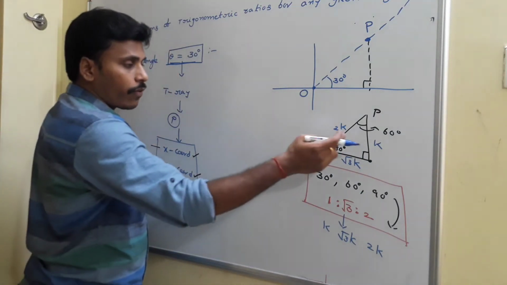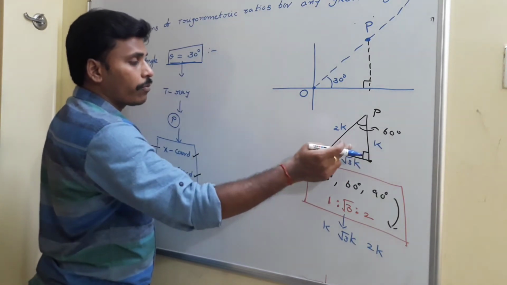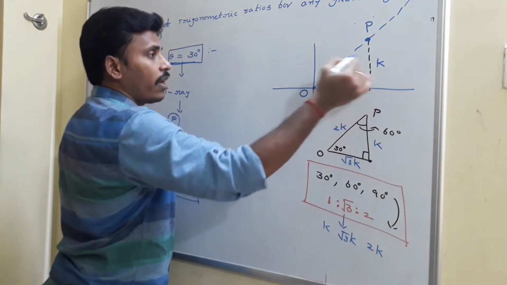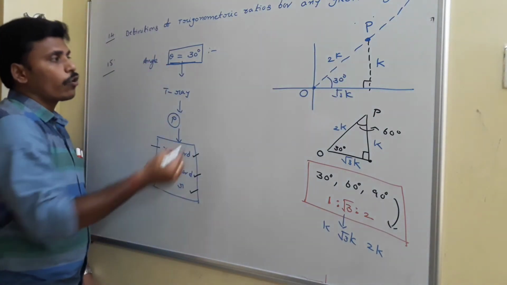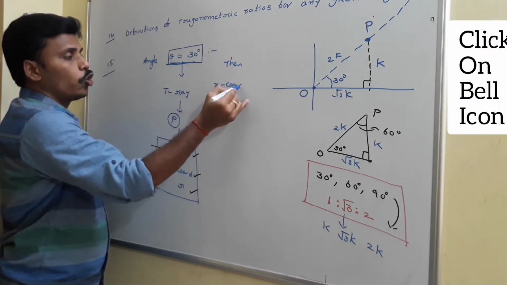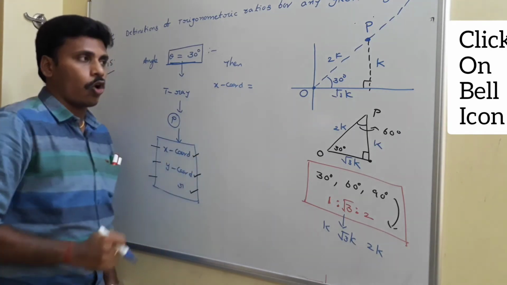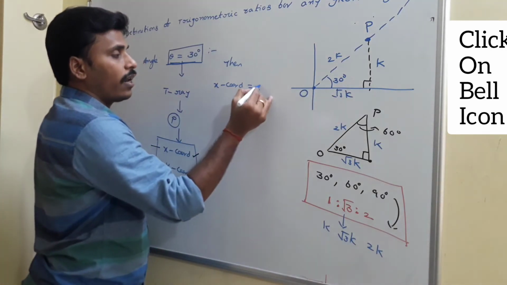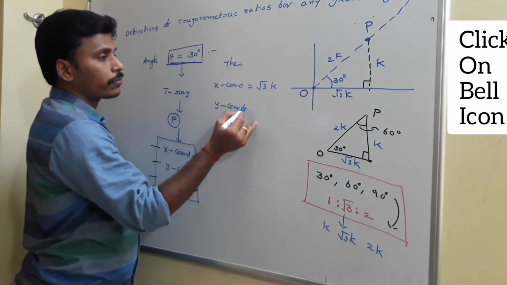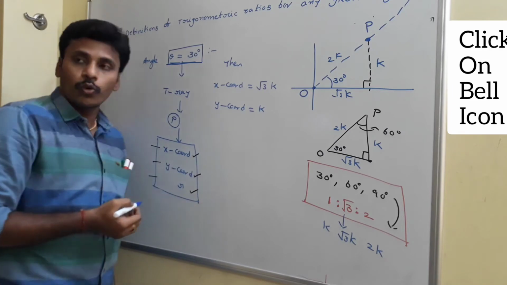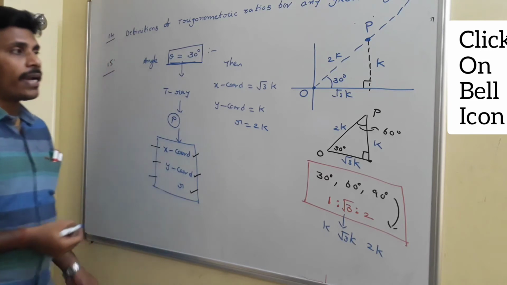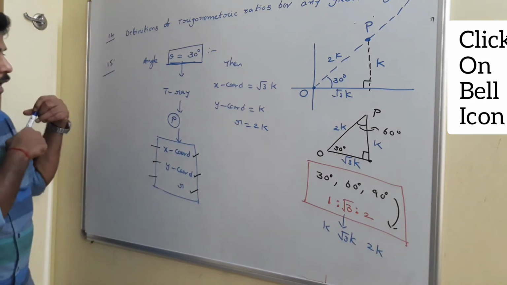And now, from this triangle, we have this length as root 3k, this length as k, and this length as 2k. Now if you come here, from the diagram, you don't call it x, you have to call it the x coordinate. The x coordinate is the horizontal length, and that is equal to root 3k, whereas the y coordinate is equal to k. The x coordinate is root 3k, the y coordinate is k, and the value of r is 2k.